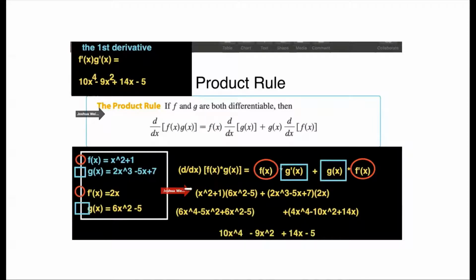So then by multiplying these two binomials together, we get this trinomial. By multiplying this trinomial by 2x, it's scaled up to a quartic as well. Then by simplifying terms, 6x to the fourth plus 4x to the fourth is 10x to the fourth. Negative 5x squared plus 6x squared is 1x squared, minus 10 is negative 9x squared. Let's see, there's 14x is only here in the second set, and negative 5 is here. So in degree order, it's a perfect match.